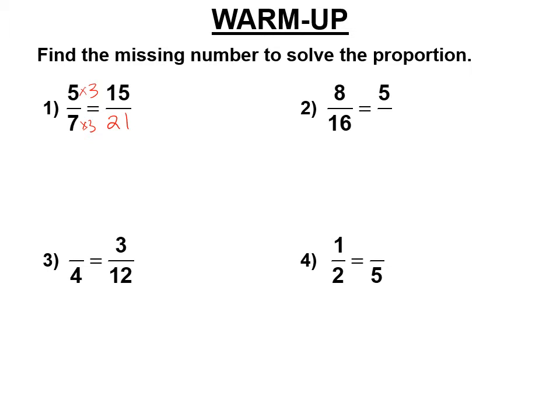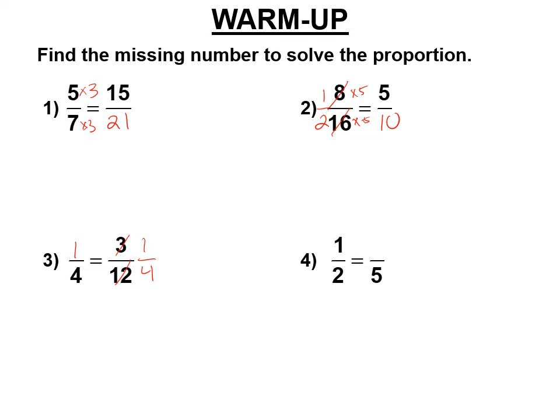Here, 8 divided by what makes 5? In number 2, we're going to simplify the first fraction. That simplifies to 1/2 if you divide both of those numbers by 8. So we're making 1/2. So the missing number is 5/10, or 10 is the missing number. This time you have to simplify 3/12 to 1/4.